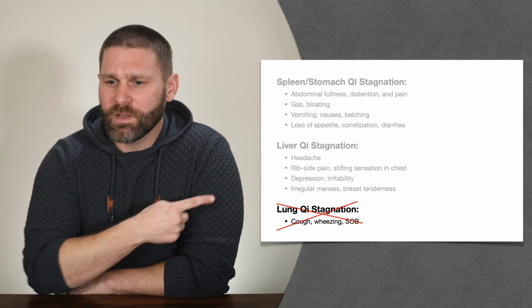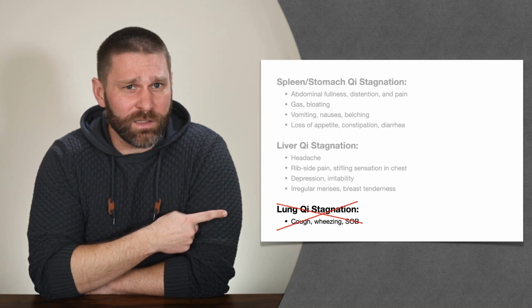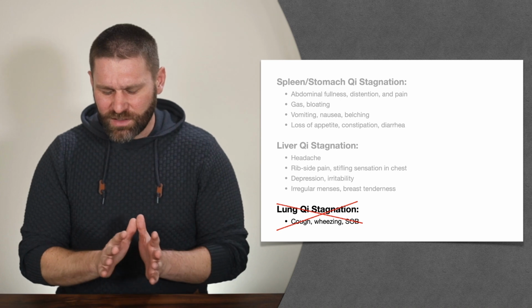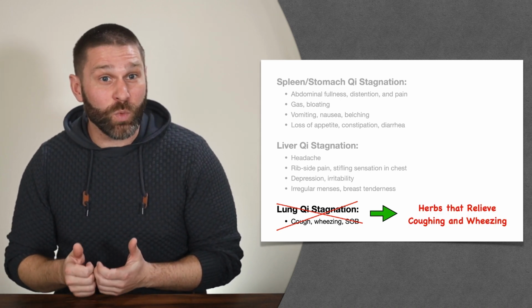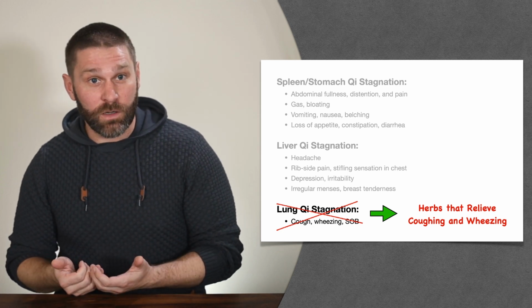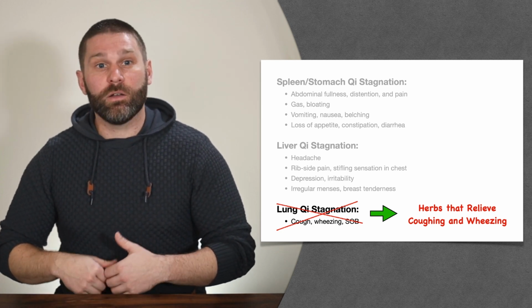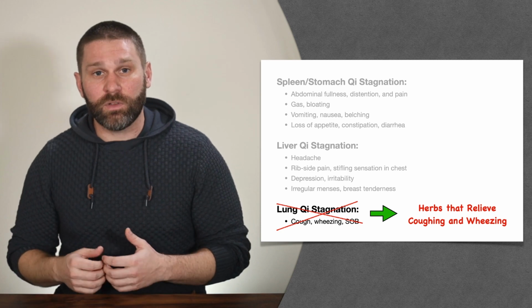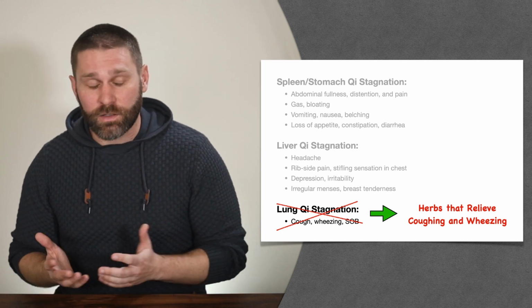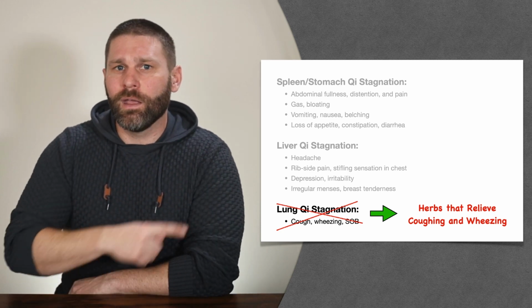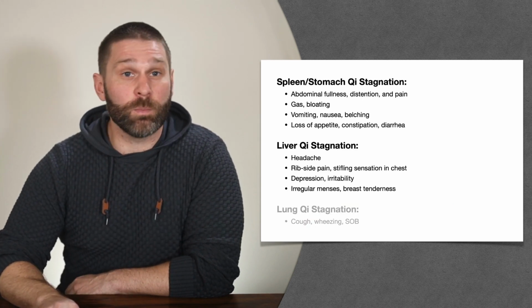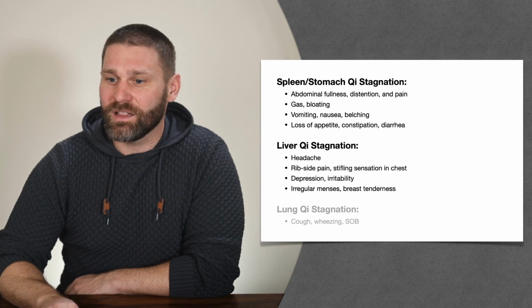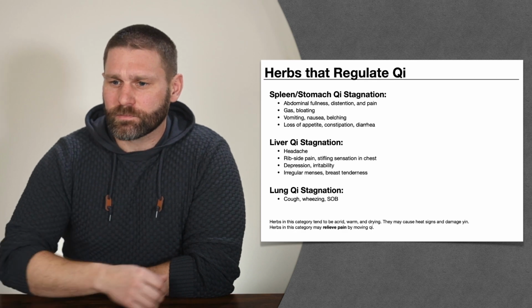And it turns out this one we don't really address in this category. Like we said, we have a separate category of herbs that relieve coughing and wheezing, and those were the herbs dealing with non-diffusion of lung qi or rebellious lung qi. So those are just in a separate category. In this category, we're more dealing with the first two, so either middle jiao qi stagnation or liver qi stagnation.